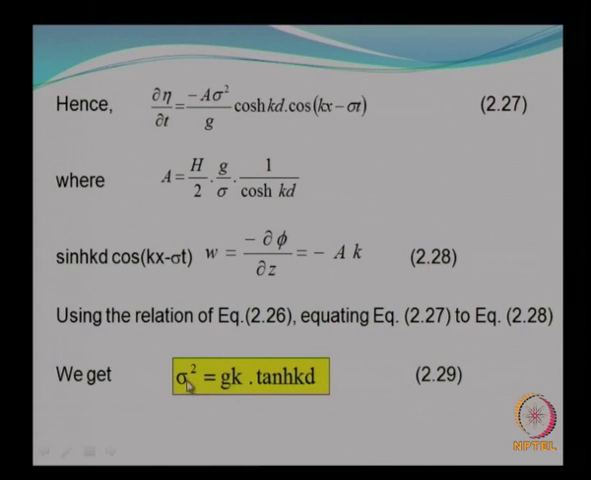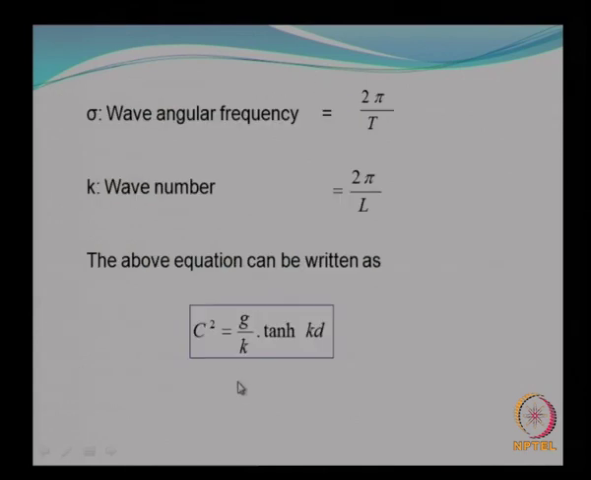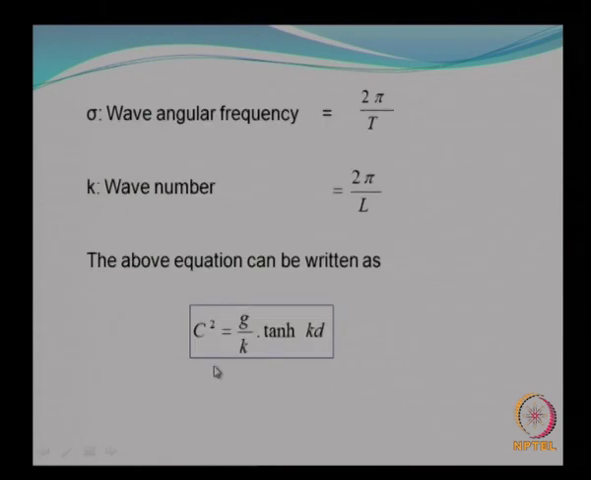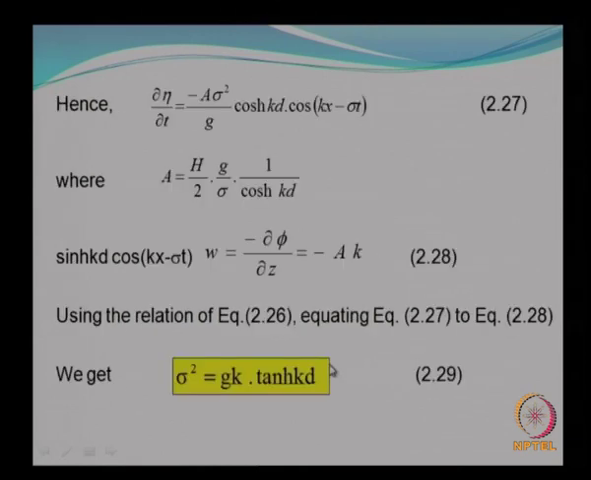Once you substitute for sigma and the wave number, I can get an expression as shown here. Now if you want to retain your k and only eliminate sigma, I can just use 2 pi by T for sigma, so I can write the dispersion relationship in this form or in this form, but this is widely used.